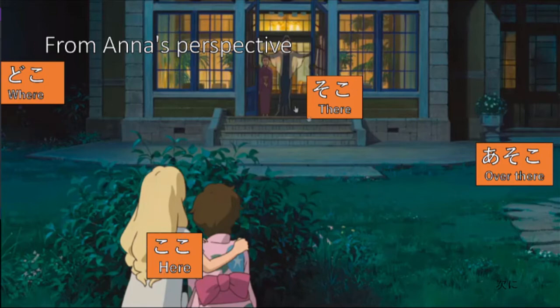Now, the reason why I said soko is probably not over there: it could be soko actually, because soko is close, at a distance, but maybe not too much of a distance. Asoko probably feels like quite a distance away. Now, when we're referring to koko and soko in general terms, koko is saying here, so you could just say koko wa kyoushitsu desu. So this is the classroom. Soko wa, like over there, toire ga aru. So the toilet is over there.